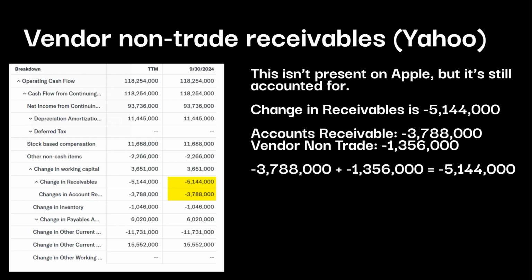So you can see accounts receivable is negative 3,788, vendor non-trade negative 1,356. Well, both of those sum up to negative 5,144, right? And show the math there. So it's just not present on Yahoo's website, but it is still part of the calculation. I think this is one of the things that confuses people initially on these, right? You have numbers that don't always add up, and that is the reason behind it.